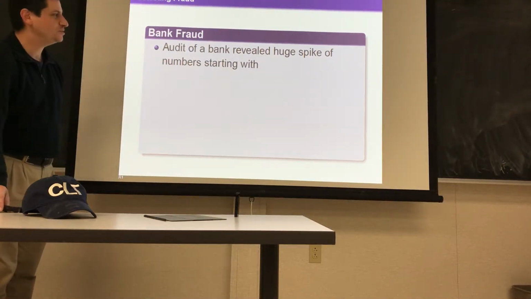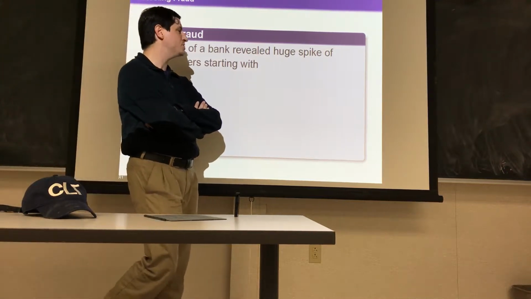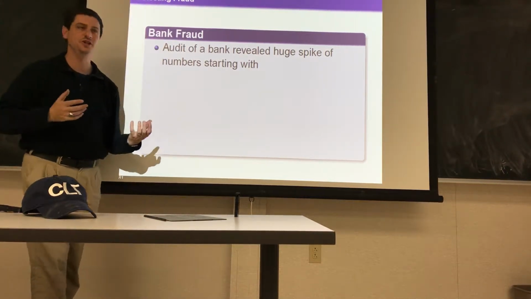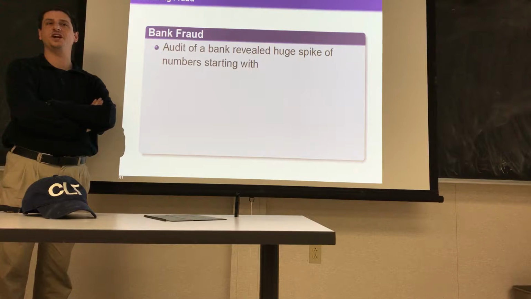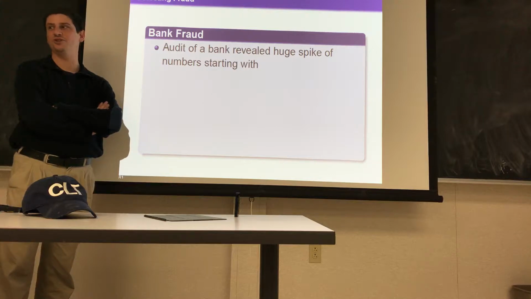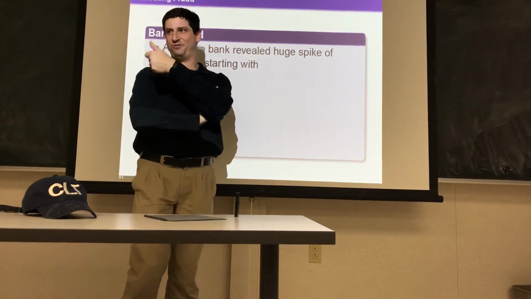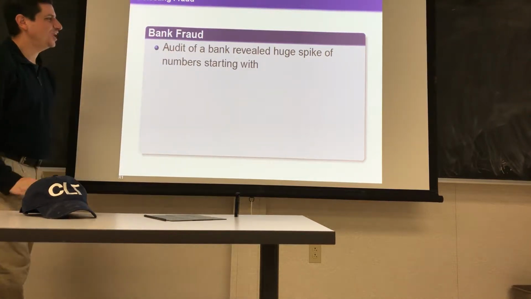So here's one of my favorite examples of Benford's law. There was an audit at a bank, and it revealed a huge spike relative to what was predicted of numbers with a leading digit starting with what? 9. No. 1. No. 7. No, but you're closer. 8. Nope. 6. No. 5. No. 4. Yes, 4. There we go. A lot of them with 4.